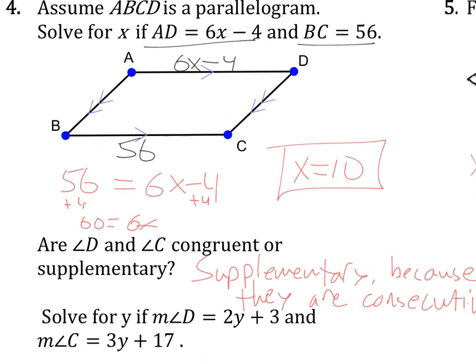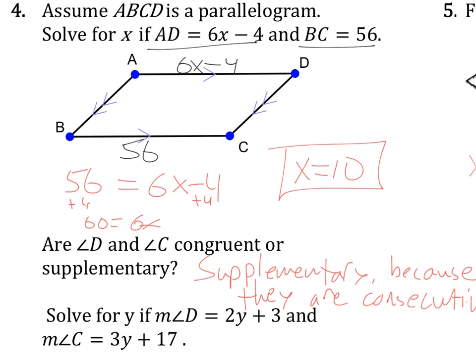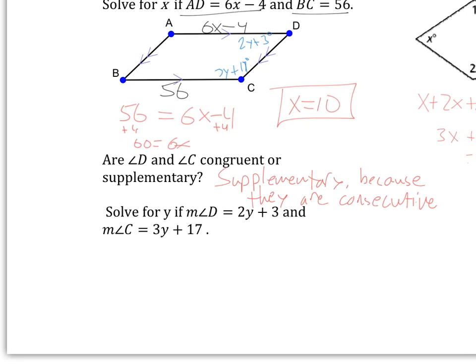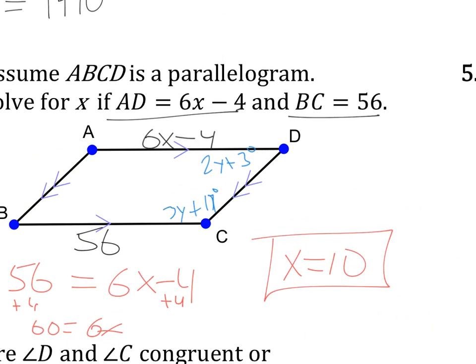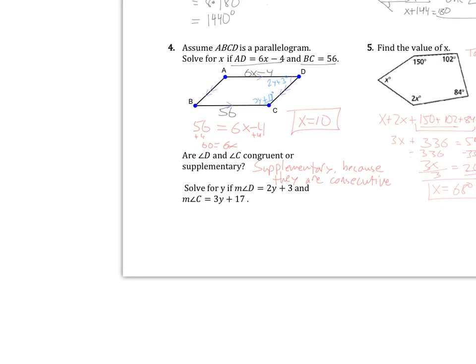We've got 2y plus 3. That's for D, 2y plus 3 degrees. And then we have 3y plus 17 degrees. All right? And so we know those two things add up to 180. We can see they're right next to each other. Look at them, by the way. Don't just ignore the fact of what that looks like. You can tell these guys, they're not the same. We've got an acute angle. We've got an obtuse angle. All right?